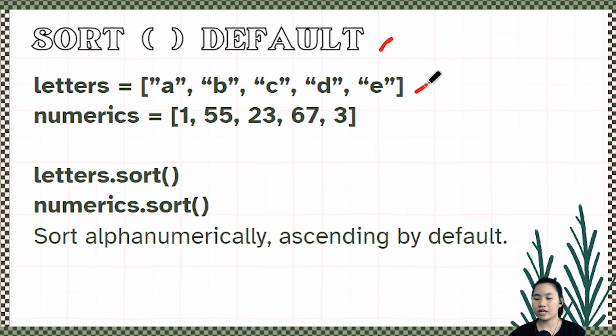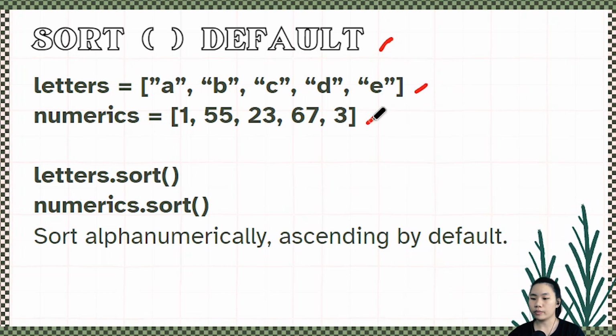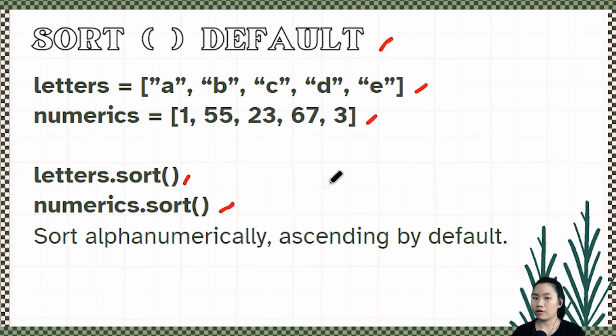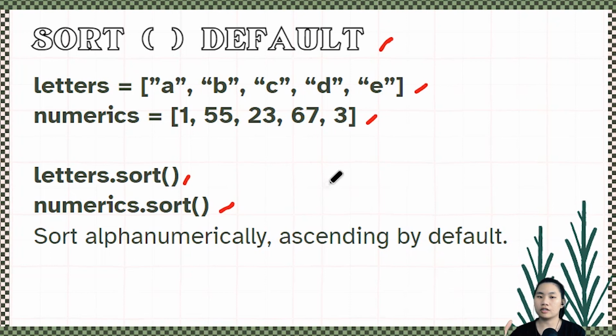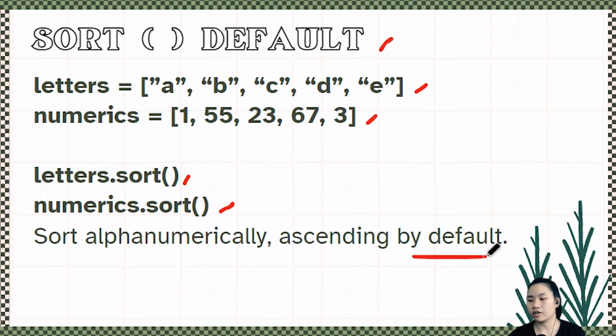Here I have a list of letters as well as a list of numerics. Now you can simply put letters.sort(). Don't forget the parentheses. Then numerics.sort(), and you can print them both out. And those sort alphabetically, numerically, and ascending. Okay, so it goes smallest to largest, and that is the default of the sort method.